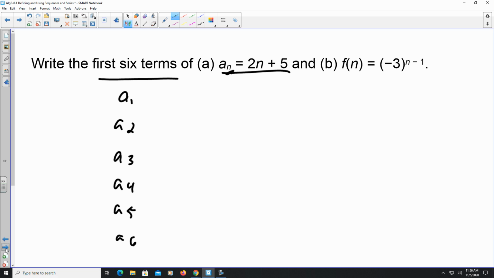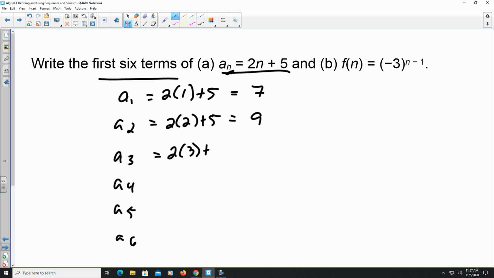Since the first one is 1, it's going to be equal to 2 times 1, because that's my new value of n, plus 5. When I do all the math in order of operations, a sub 1 is going to be 7. When I go to the second one, it's going to be 2 times 2 plus 5. That'll be equal to 9. Here I got 2 times 3 plus 5. That's going to be equal to 11.